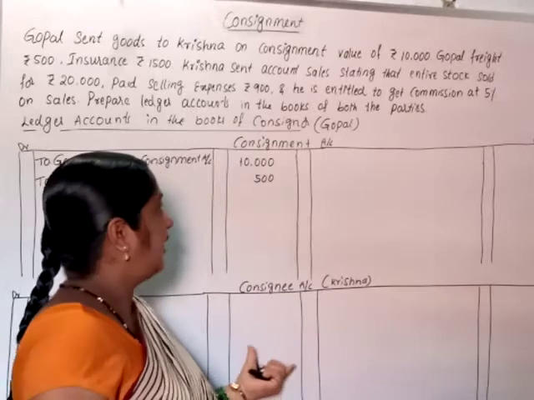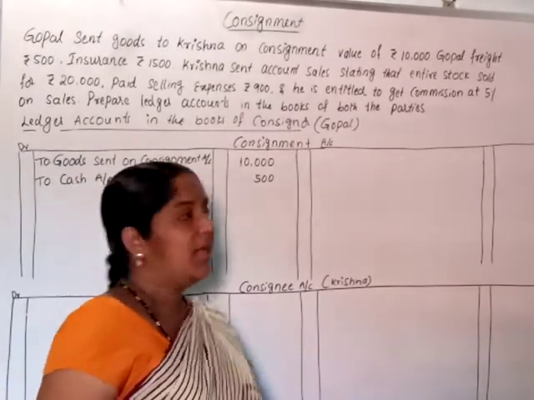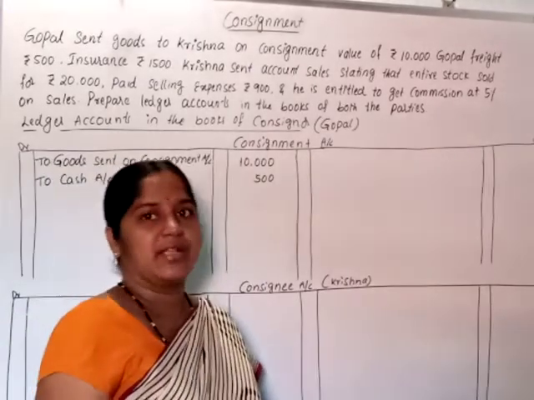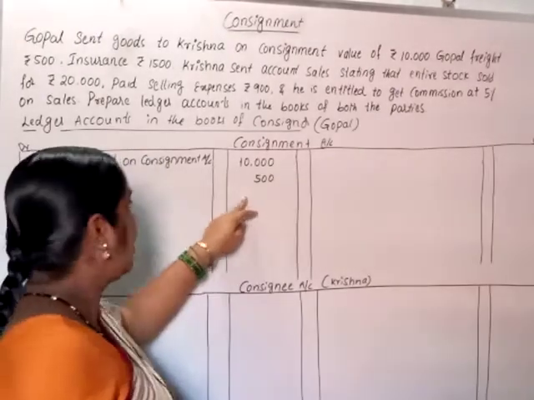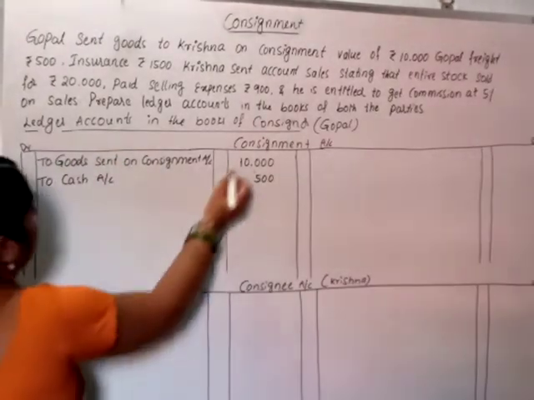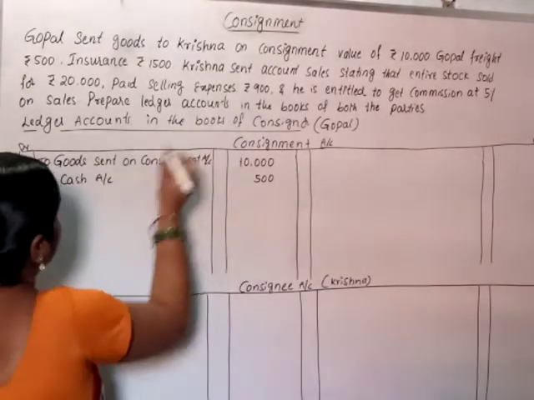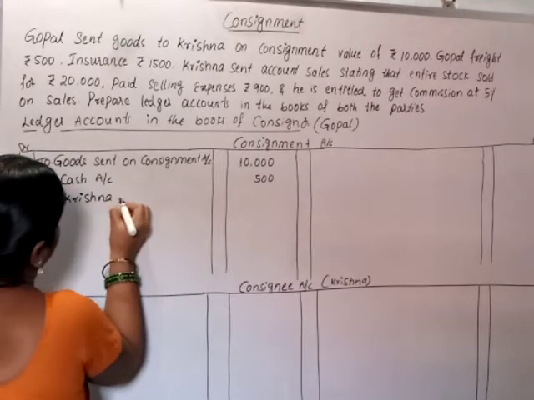Okay, leave that. And the third one is the expenditure of the consignee. The entry is consignment account debit to consignee account. So the consignment account is already debited in this journal entry, so it is affected on the debit side. Consignment account debit to consignee. Who is the consignee here? Krishna. So write here Krishna account.